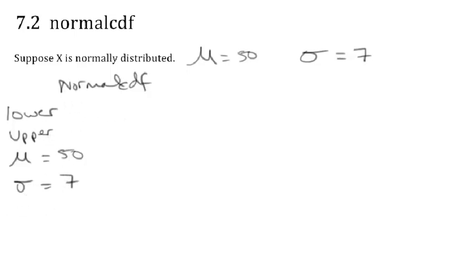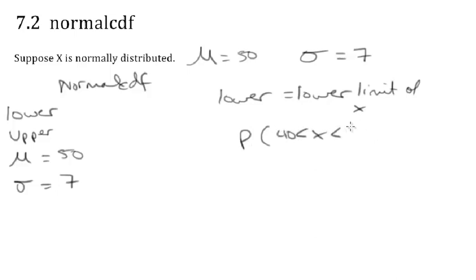What this means here is lower is the lower limit or the lower bound of x. We wanted the probability that x was between 40 and 65, so 40 is the lower limit. And the upper limit that x could be is going to be 65. And then we go down to the bottom of the calculator and we press paste.